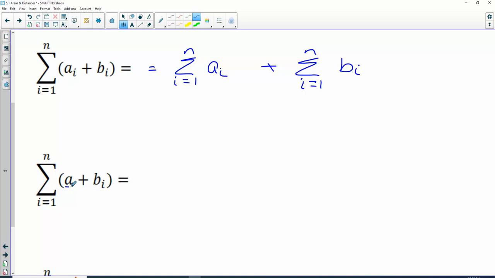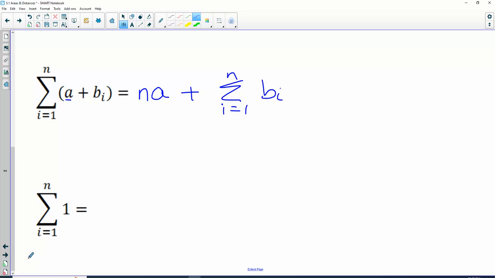Well, if this is just a constant, you're going to take that A and you're adding it up n times. So it becomes n times A. So if you're adding up a constant, you just take it times the number of times it's added in your sum. And then we would have to use the sum for the B's. So if you're adding up 1 n times, it's just 1 times n or n.